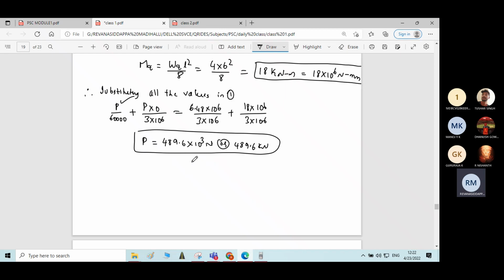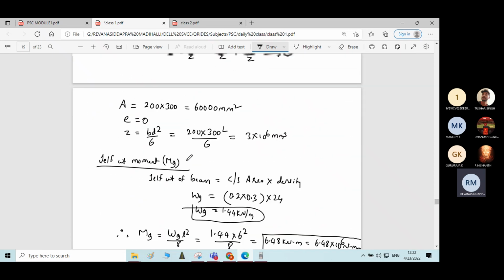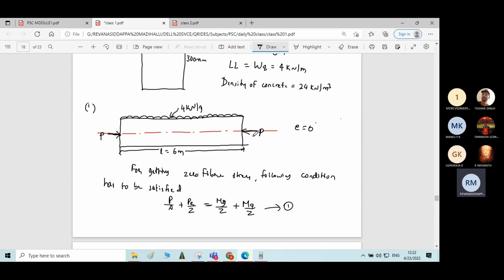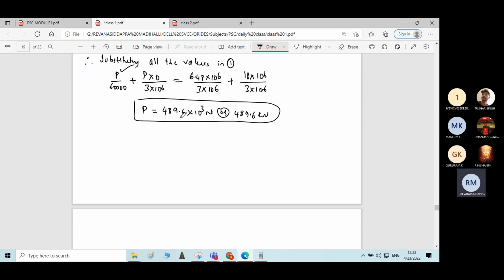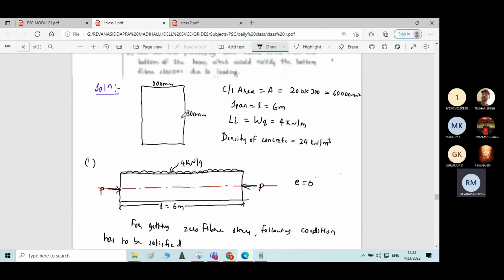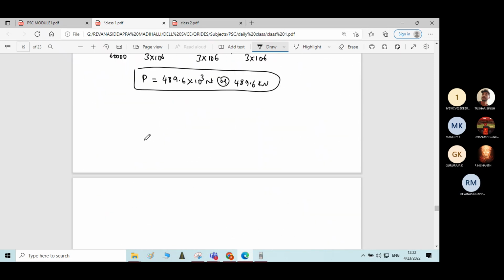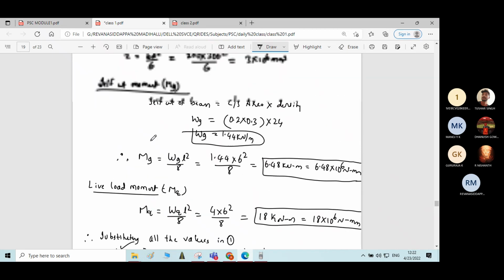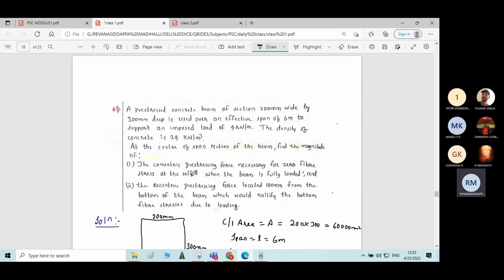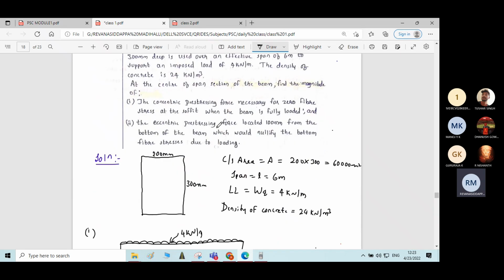So the concentric force required to maintain zero fiber stresses is how much? 489.6 kilonewton. With this, the first question is solved. Now we will solve the second question. Second question, just see the eccentric prestressing force.